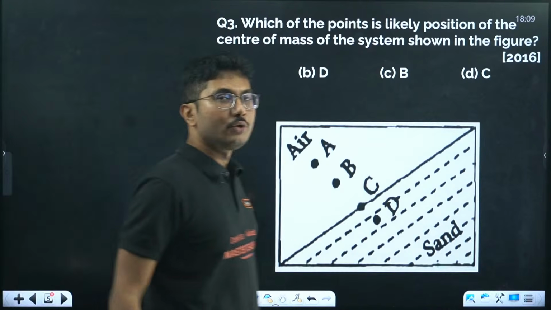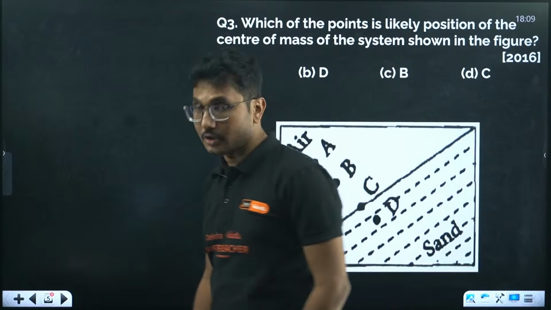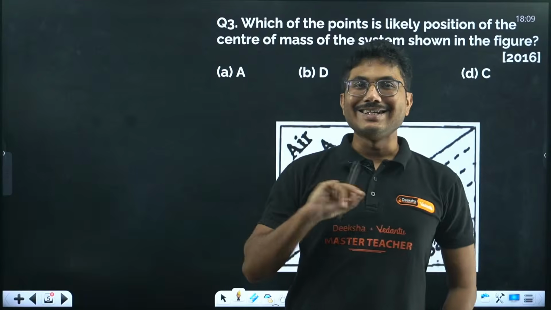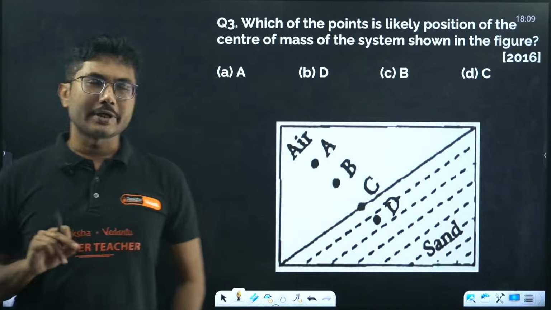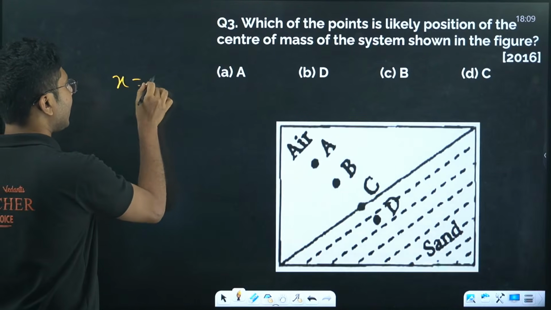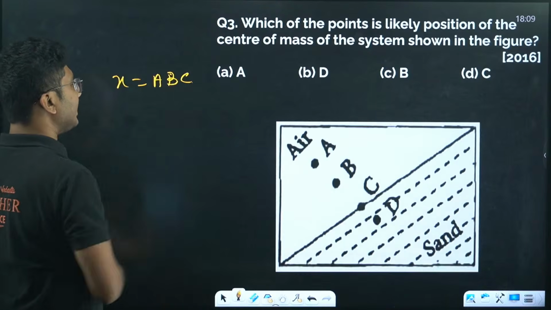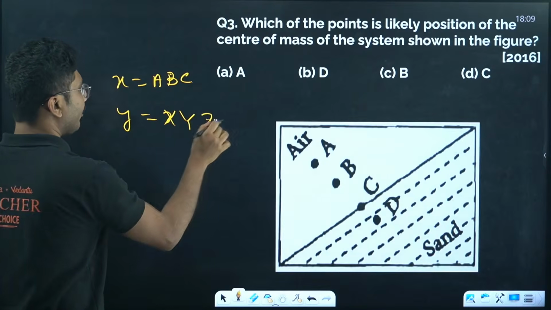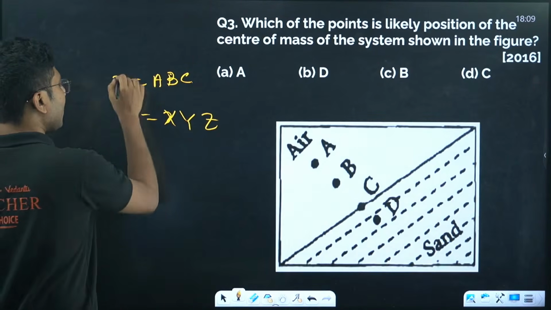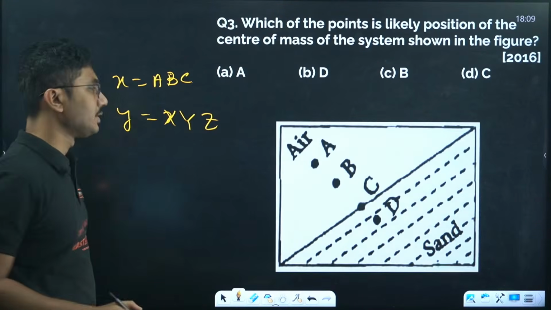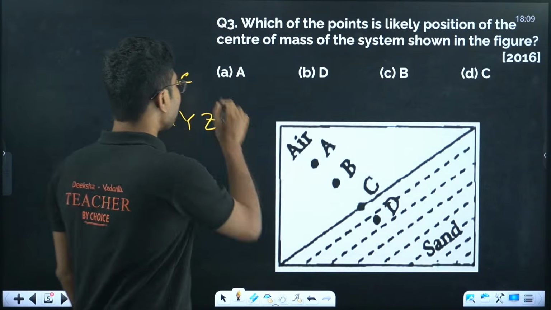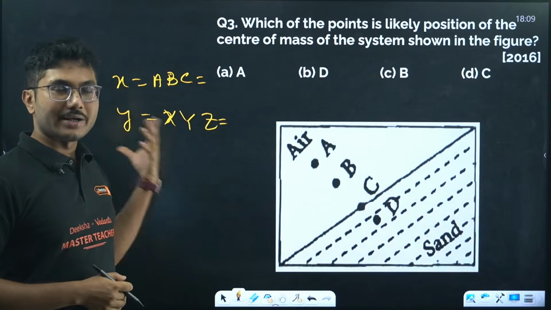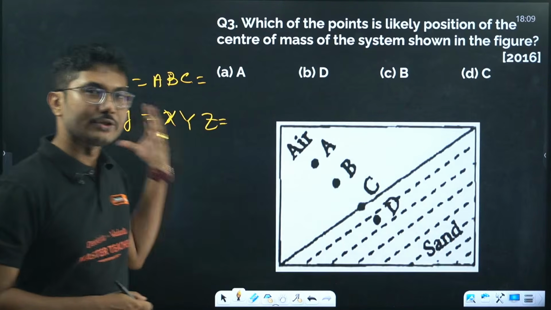Mahantesh, there are a few ways to handle longer calculations. First of all, step number 1, when you are calculating, do not calculate each and every step. For example, if you are calculating x equals a into b into c, and y equals x into y into z, eventually you have to either multiply or divide these two quantities. So do not do this multiplication individually. Just write down the values, try to find the ratios first, and then put the values and calculate them.